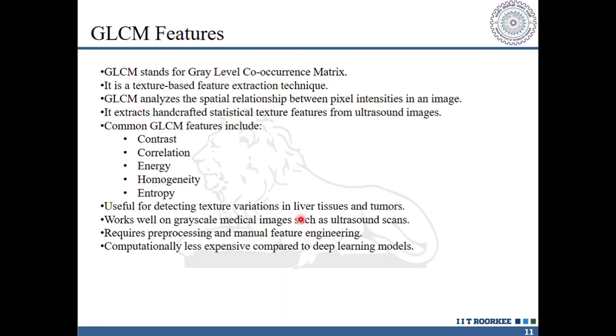So what are GLCM features? GLCM means gray level co-occurrence matrix. It is a texture-based feature extraction technique. It extracts handcrafted statistical texture features from ultrasound images. GLCM features include contrast, correlation, energy, homogeneity, and entropy. Computationally, it is less expensive compared to deep learning models. So these can be used.